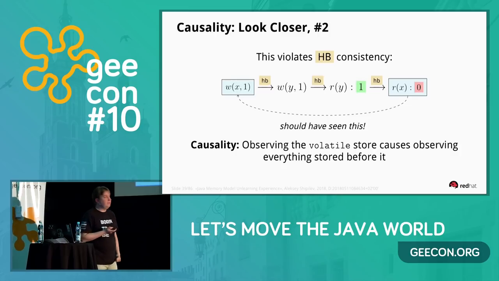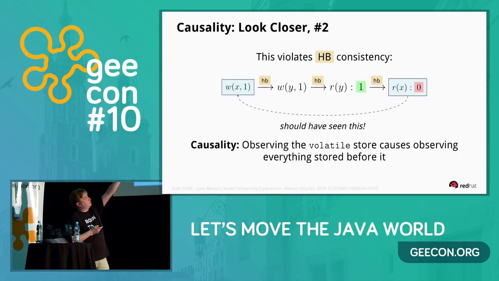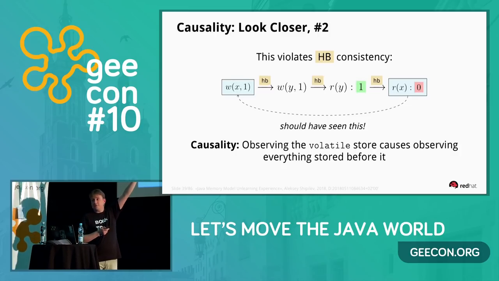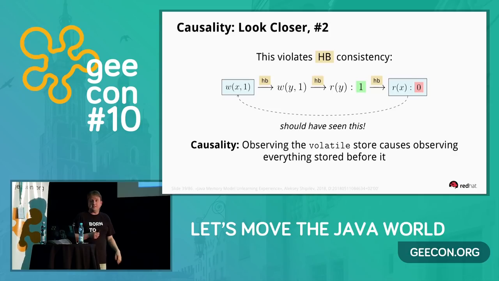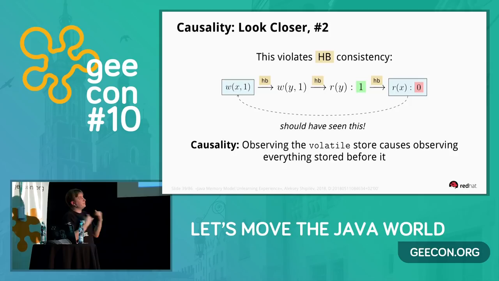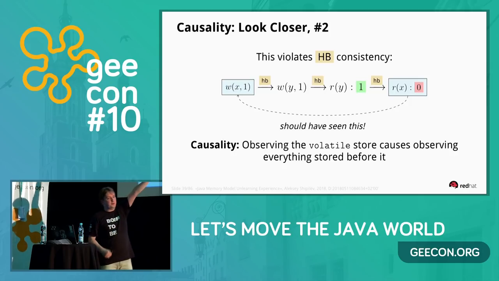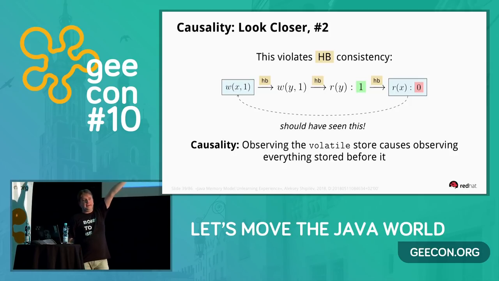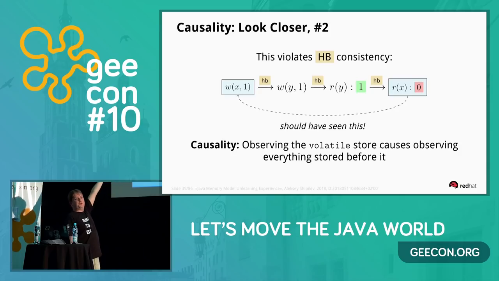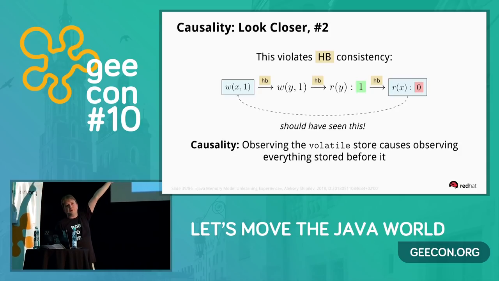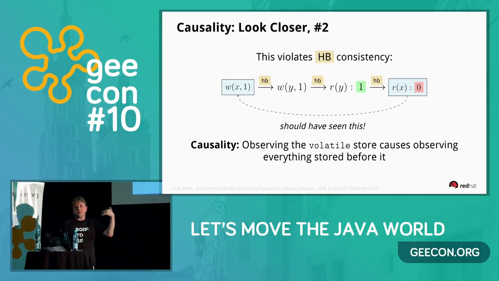And notice that if I have this bridge between the actions, which gives me happens before, the execution like this kind of violates happens before consistency, in academic terms. In practical terms, it looks as if I observed this special value of y, and it caused me to observe the values that were written before the store of that y. This is the whole thing there.